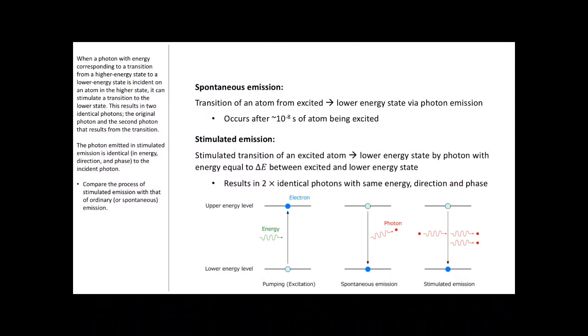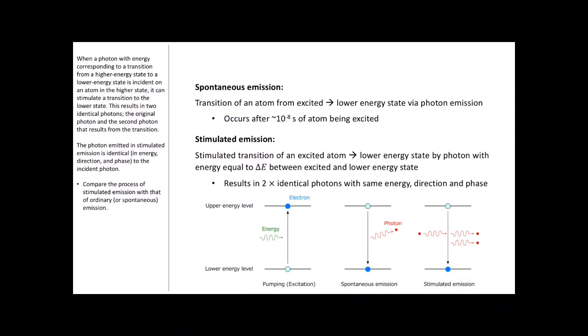Stimulated emission is the stimulated transition of an excited atom to a lower energy state, or an electron to a lower energy state, by a photon that has energy equal to the difference in energy (ΔE means difference in energy) between an excited and lower energy state. So there's this phenomenon where if an incident photon is equal to the energy difference between two energy levels for an electron, then that electron will emit a photon. It's obviously the exact same photon because the energy differences are the same. For some reason this occurs.